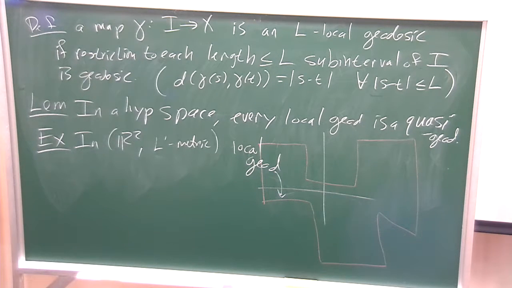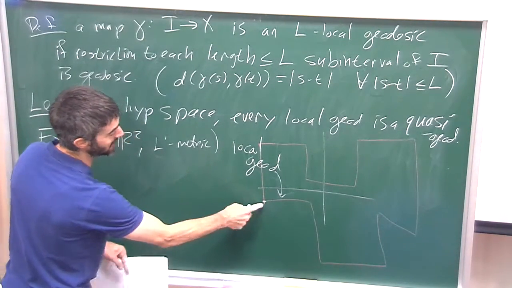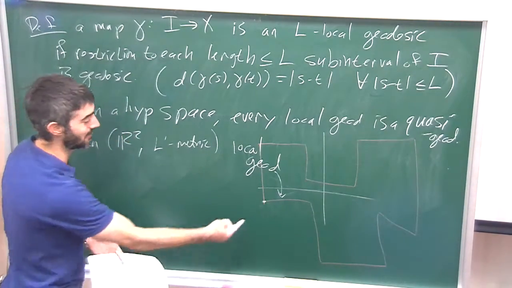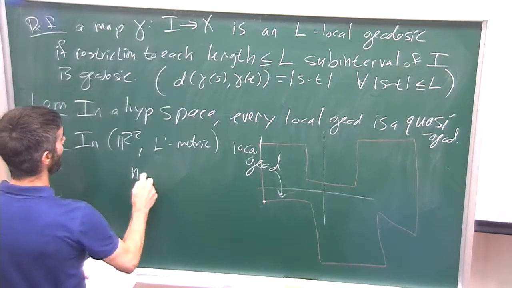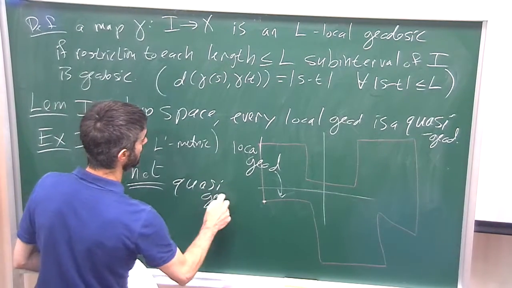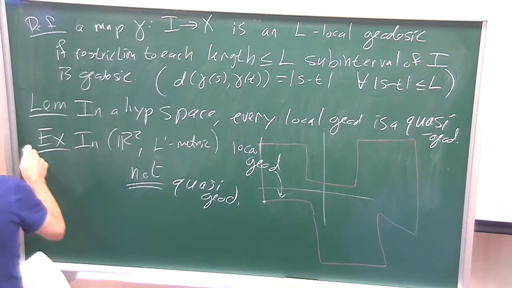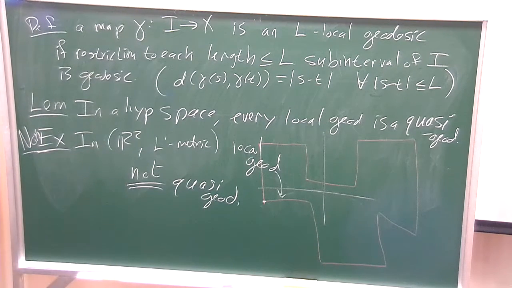Because if it's a quasi-geodesic as I go, I'm supposed to not come back to where I started. Like this might be parameter 0 and also parameter 1,000,000, and so the points are supposed to be far from each other, but they're the same point. Okay, so this is a local geodesic, but it's not a quasi-geodesic. So this is again not an example in R2.